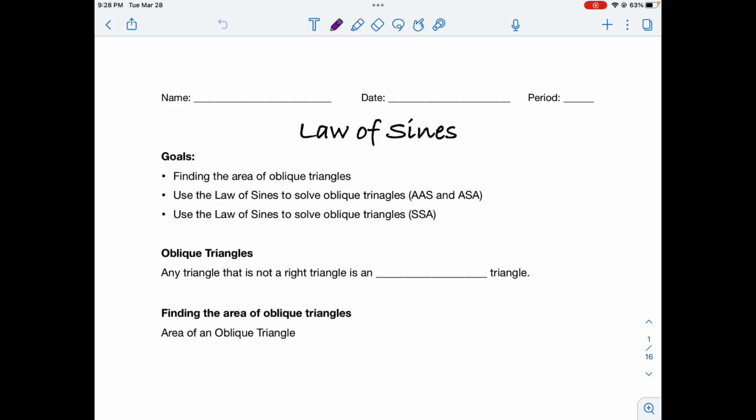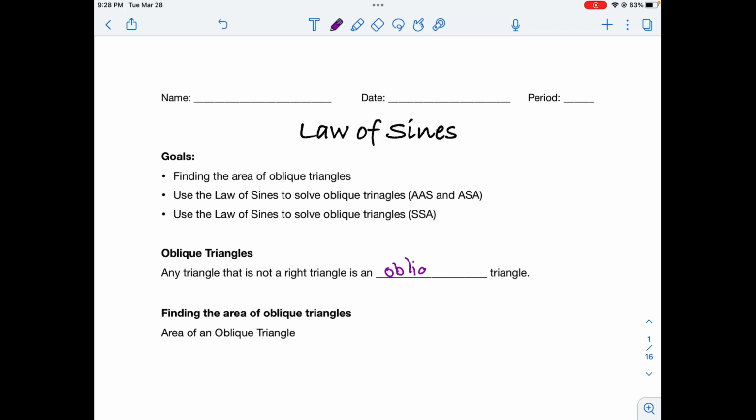In today's video, we're going to talk about the law of sines. We're going to find the area of oblique triangles, and we're going to use the law of sines to solve oblique triangles in the two situations if we're given information in the form of angle, angle, side, or angle, side, angle. And in the next video, we're going to look at the law of sines for solving oblique triangles if we're given side, side, angle.